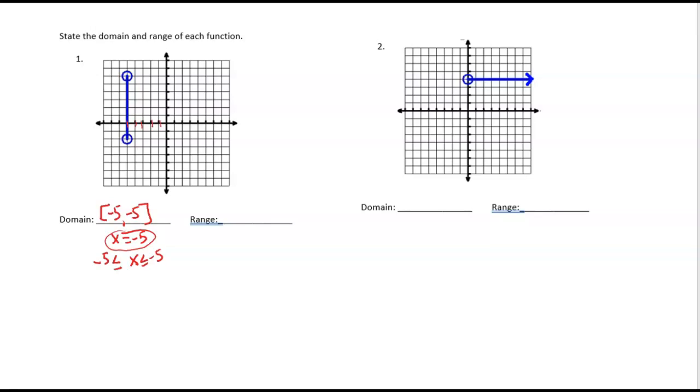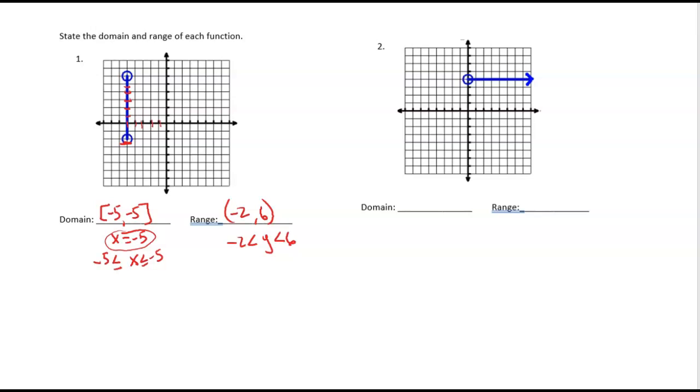For the range, I see that it goes as low as this number, so it looks like -2, and it goes as high as 1, 2, 3, 4, 5, 6. Now notice that there are open circles at both ends, which means that they have parentheses. Another way that we can write it is -2 less than y, which is less than 6. Notice that we dropped the lines underneath it.